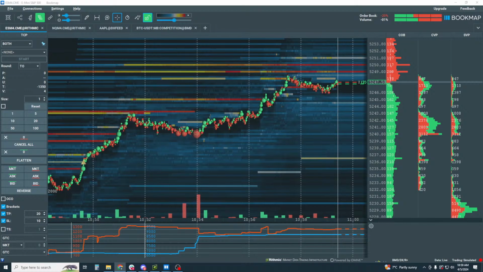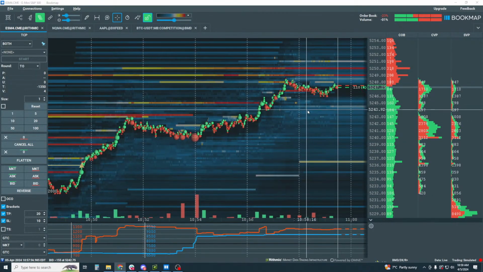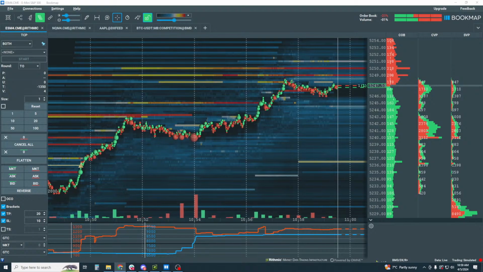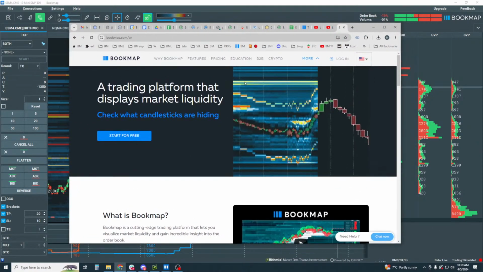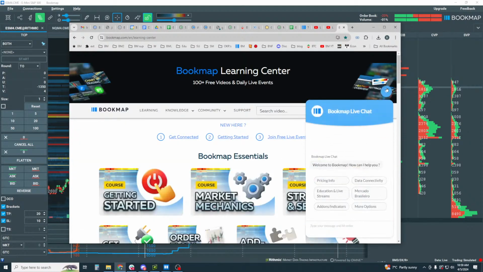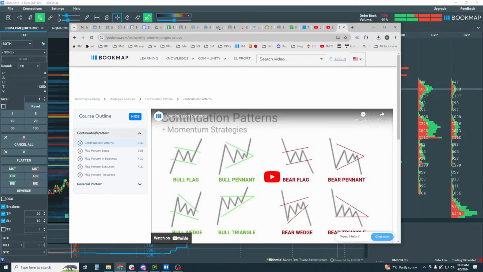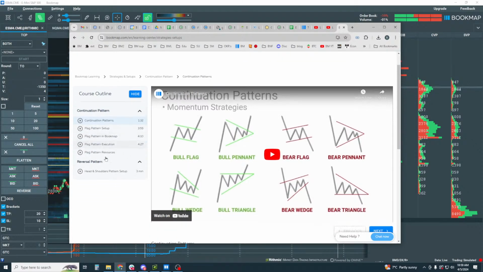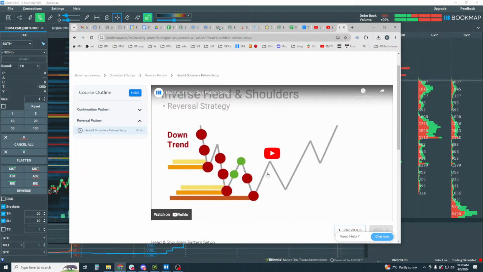So let's take a look here at bookmap.com and our reversal pattern. Go to education, and then in education, click on strategies and setups. We have the continuation pattern and the reversal pattern, and we'll have more in here soon. This is the reversal pattern: it's an inverse head and shoulders pattern.